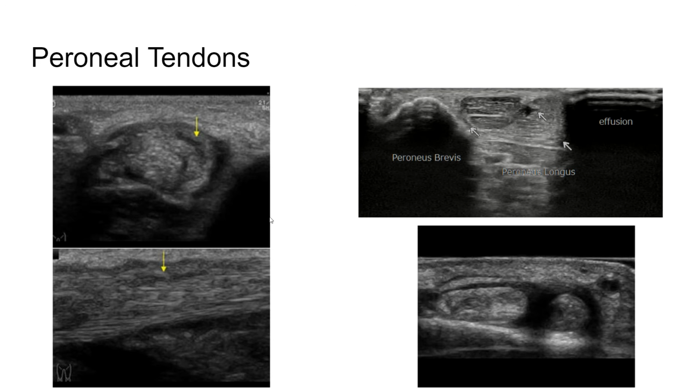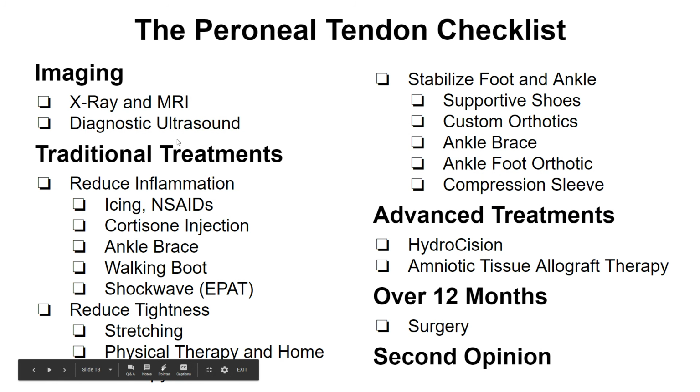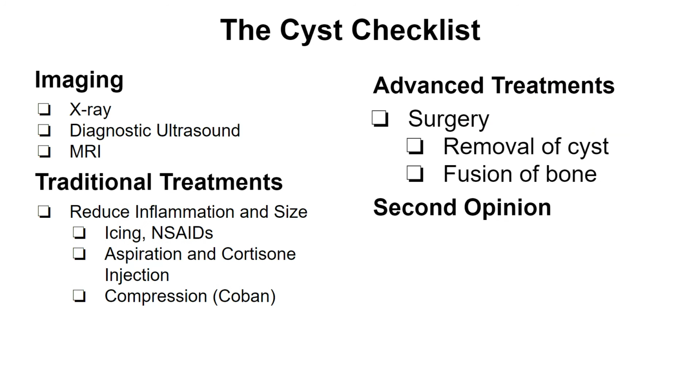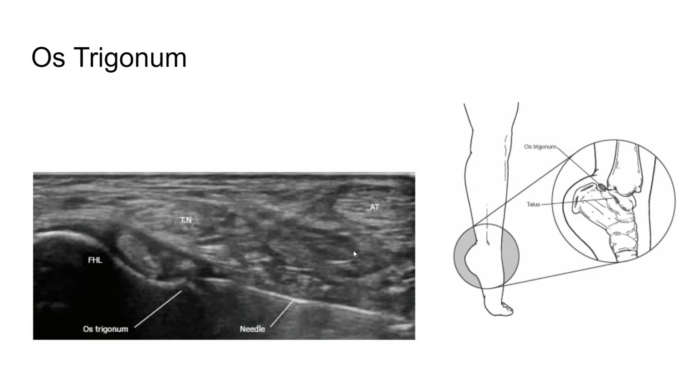The peroneal tendons, looking at the peroneal tendons, what they look like with some swelling around them, some thickening of the peroneal tendon, effusions around the area of the tendons, and just how they look with an ultrasound with some swelling, and then how I treat peroneal tendons with my little checklist of treatments of things that people can try. Next, ganglion cyst. I can show them what a cyst looks like, different areas, and what they look like on ultrasound prior to doing the ultrasound. And then my little checklist of how I treat ganglion cyst right here.